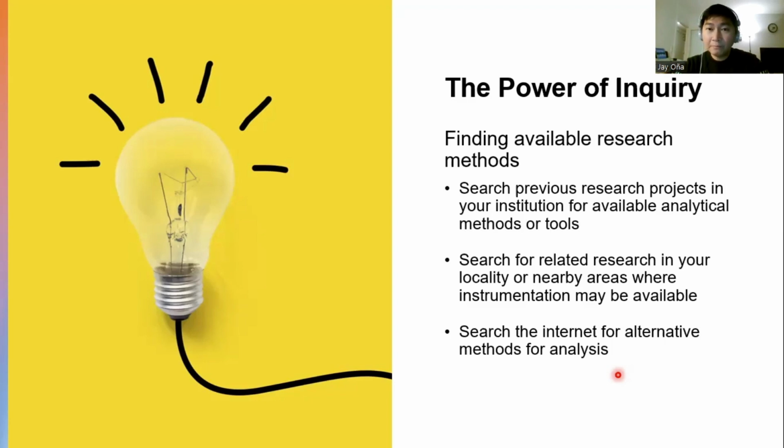So dito po pumapasok yung power of inquiry na sinasabi, where you can contact institutions, let's say UPLB, if there are people there who handle such type of instrumentation or methodologies. So you can probably send an email to them stating your research project. So bigyan nyo agad sila ng background on what you're trying to achieve with that research method, so that they already have an impression that you have already a plan in mind.